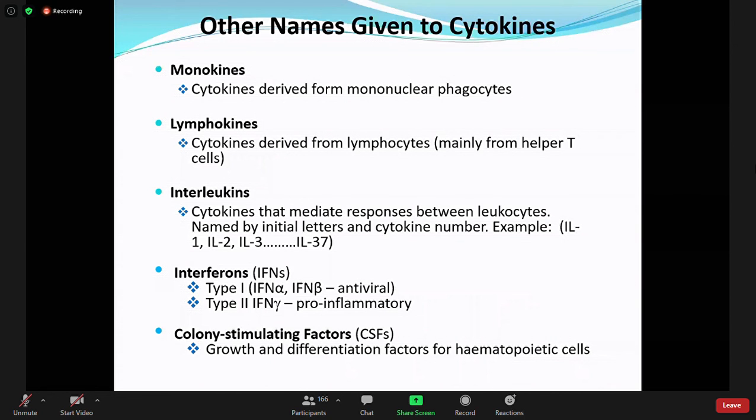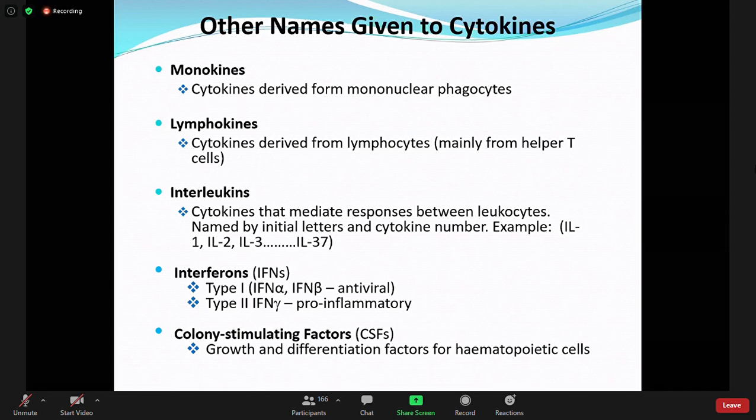But each interleukin might have another name based on its initial discovery by that lab. So interleukin 2 is also called T cell growth factor, and so on.